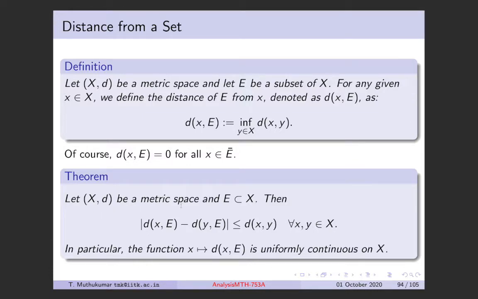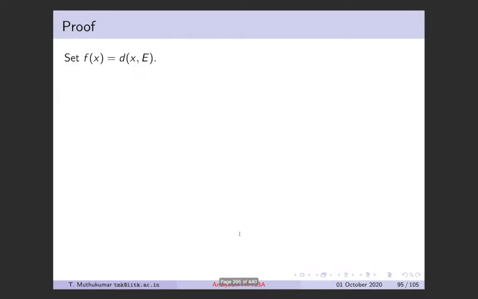So in a metric space, if you have a subset E, then think of this distance function, that is, for each x, the function takes the number which is the distance of x to E. This is a Lipschitz function. Okay, this statement means that the distance function is Lipschitz. In particular, it's a uniformly continuous function. So what is the proof of this?